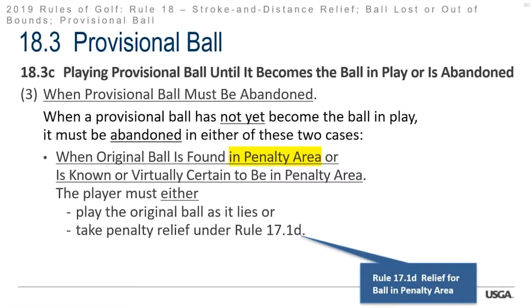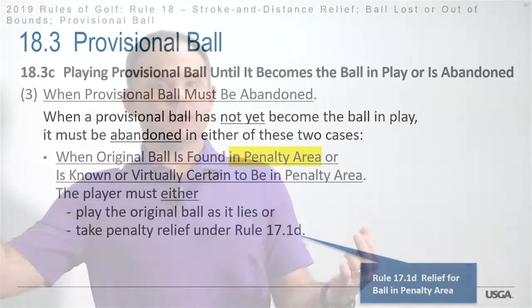Okay, so when we find that original ball in the penalty area, the provisional is no longer an option. So if you want to go back and play stroke and distance, you can't just say, well, I played my provisional, I'm going to use that ball. This rule does not allow that. Once you find your ball in a penalty area and you've played a provisional, the provisional is no longer an option. It is out of play completely.